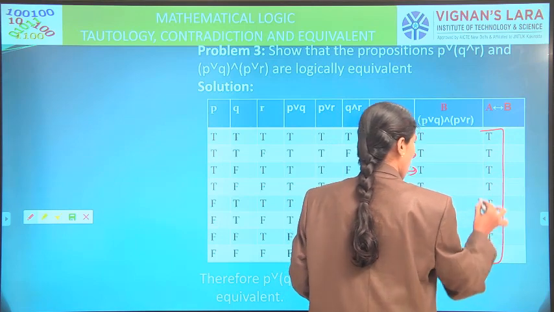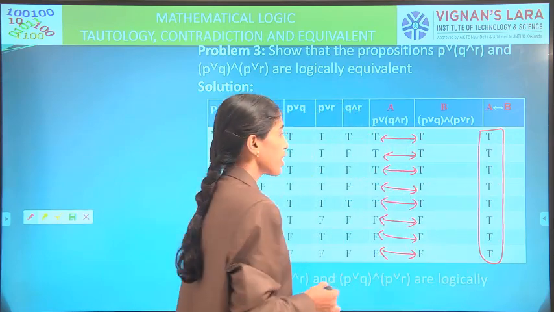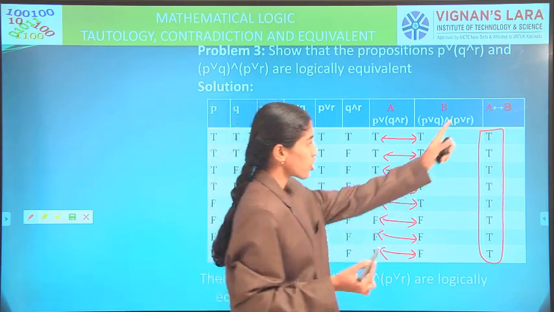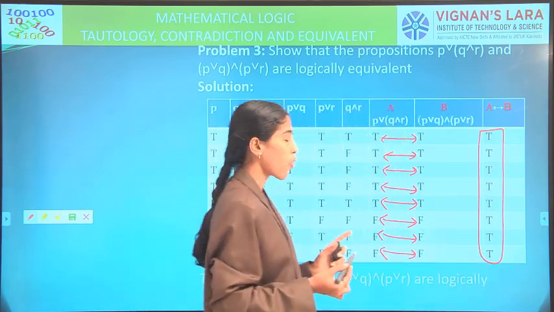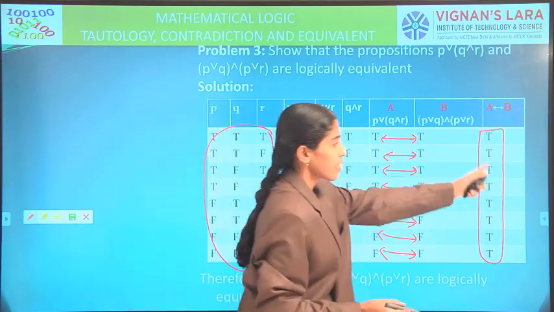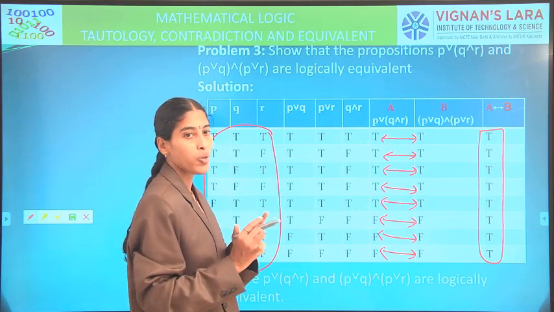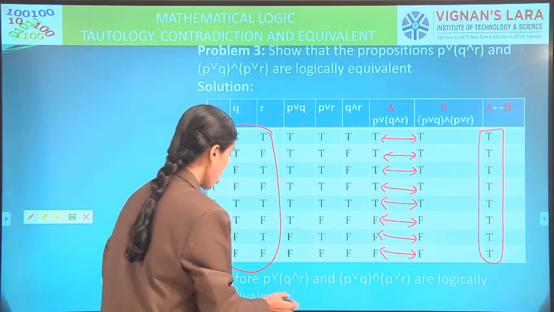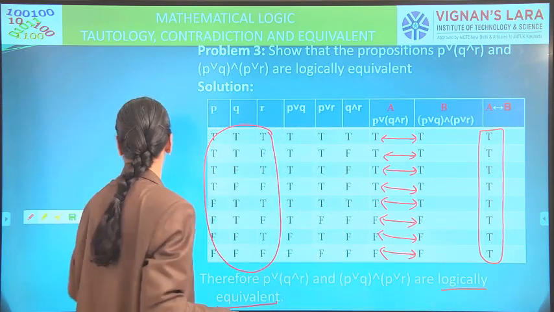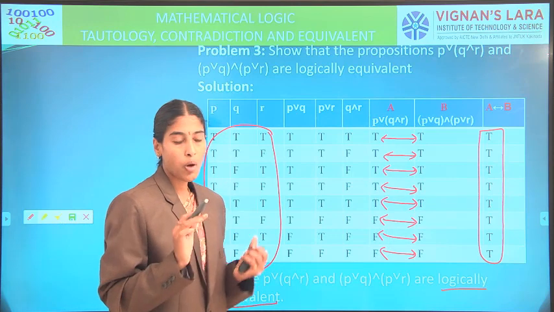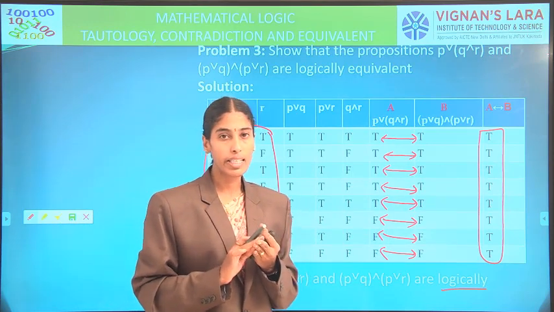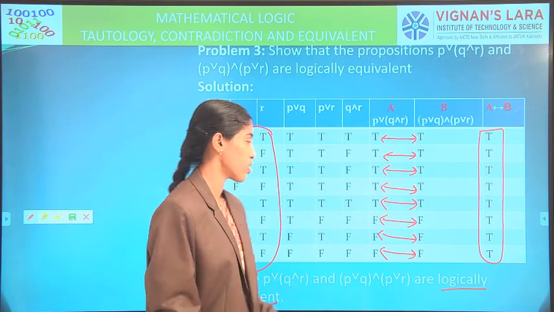So in the last column, A biconditional B, first proposition biconditional second proposition is T. In all the possible combinations of truth values, 8 cases, result is T. Therefore, first proposition and second proposition are logically equivalent, right? So we discussed the 3 problems, one on tautology, one on contradiction, the other one on logically equivalent using the truth tables.